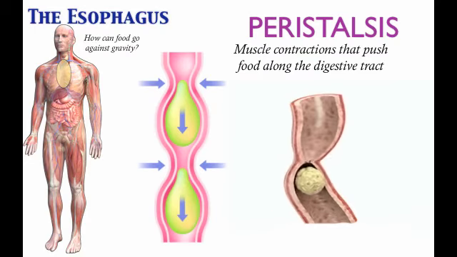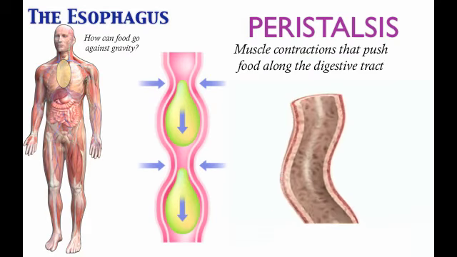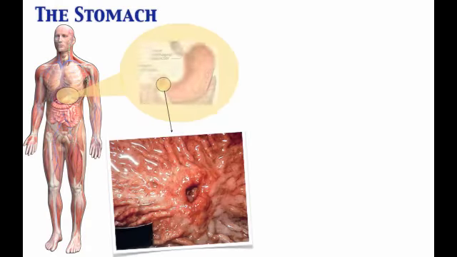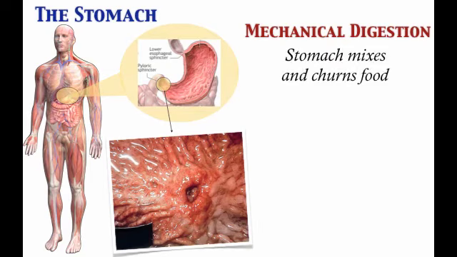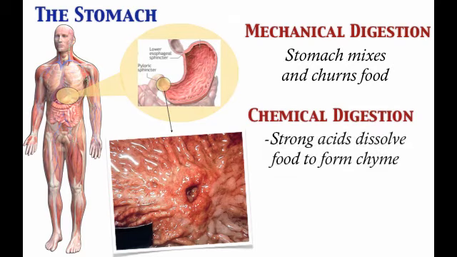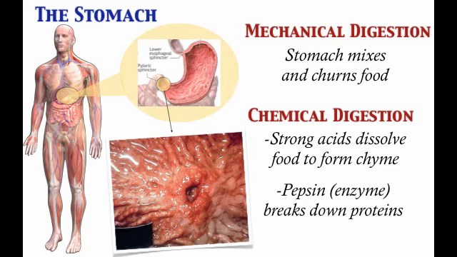We talked about peristalsis, which are muscle contractions that make food go against gravity. The stomach is a J-shaped sac that has two types of digestion as well. Mechanical digestion is the mixing of the food, and chemical digestion is strong acids which dissolve your food into a mush called chyme. We also talked about how your stomach has sphincters, which are like doors that prevent food from either going back up or moving down. And lastly, the enzyme pepsin, its job is to break down proteins. Both start with P: pepsin, proteins.